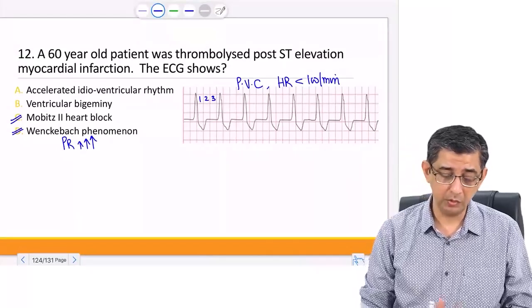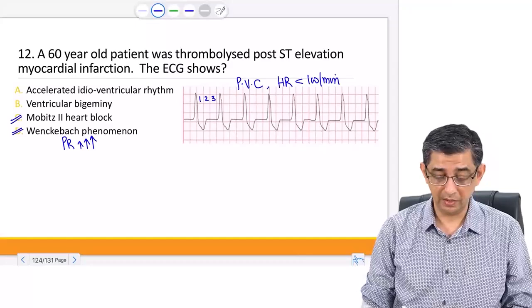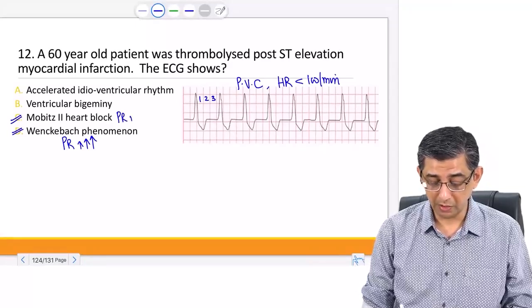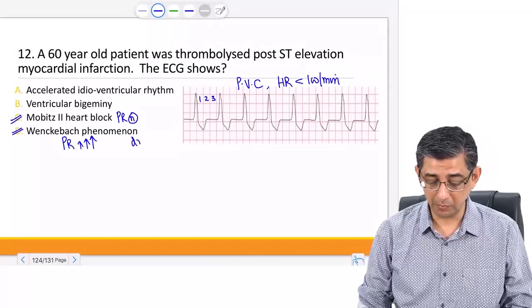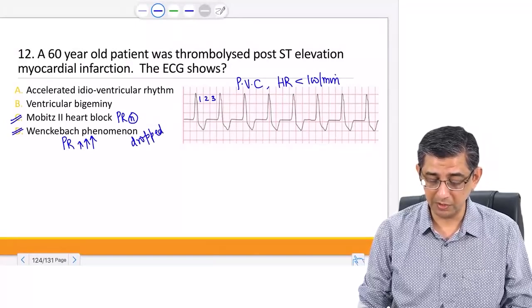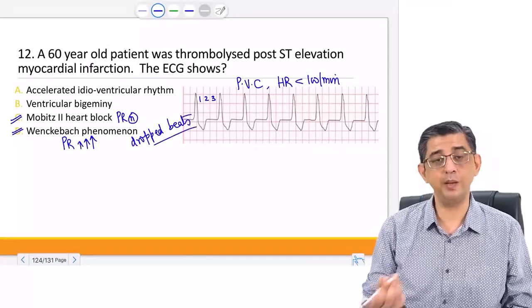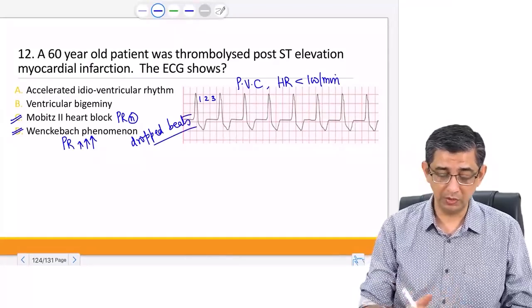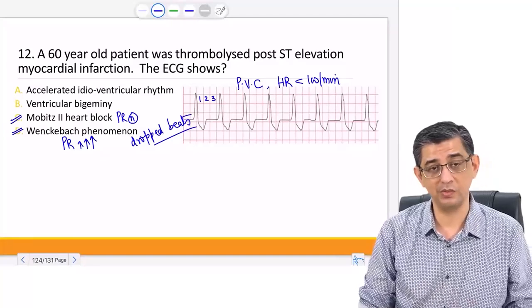So 2 options can be ruled out simply on the basis of the fact that in Mobitz 2 heart block the PR interval remains normal, but then you will be having dropped beats in both of them. Dropped beats basically means that there should be a P wave followed by an absent QRS complex. So both C and D are unlikely as answers to this question.